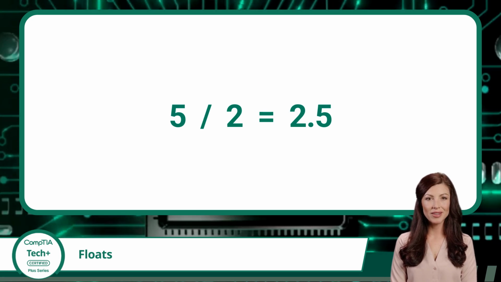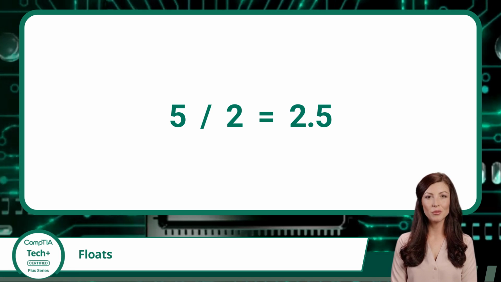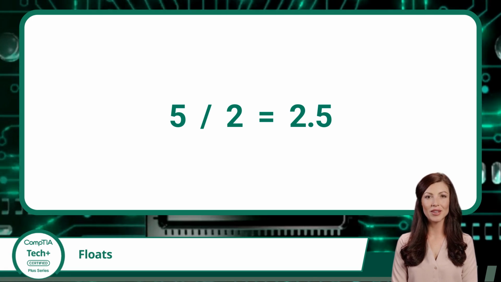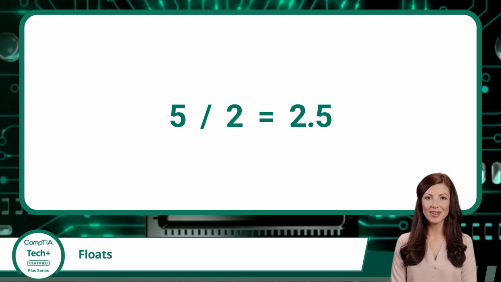Let's use 5/2 as an example. The 5 is an integer and the 2 is an integer. Once the division operation takes place, the quotient becomes 2.5. Now you have a float. Depending on the programming language, this could cause an error. So be mindful of this in the future.